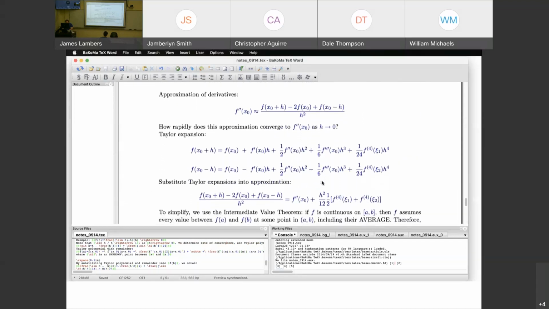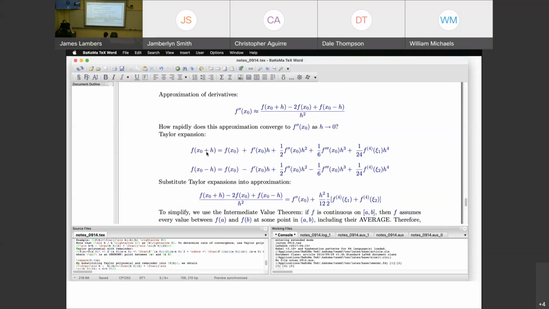Alright, so here's another example involving convergence as h goes to 0. In this case, regarding a very important topic that we'll see in chapter 9, approximation of derivatives. So here we have the most commonly used approximation of the second derivative of a function at x naught. It's called a centered difference. So we use values of f at x naught minus h, and x naught plus h. So we want to see how rapidly, as h goes to 0, this approximation converges to f double prime of x naught. And what we can do to figure it out is use Taylor expansion.